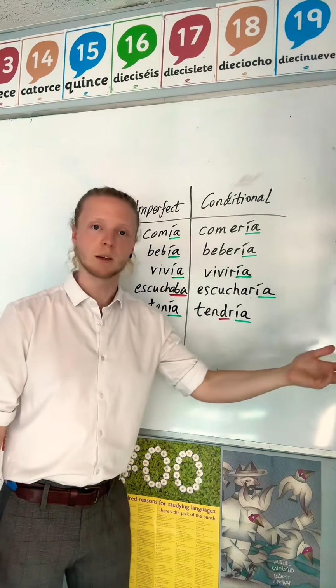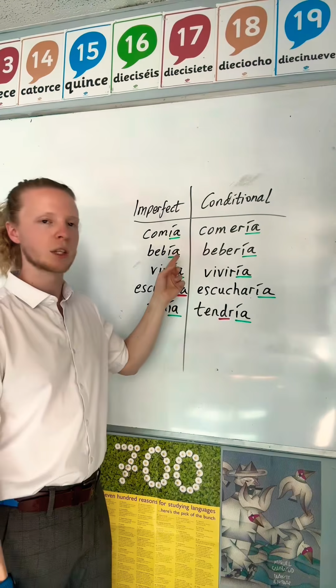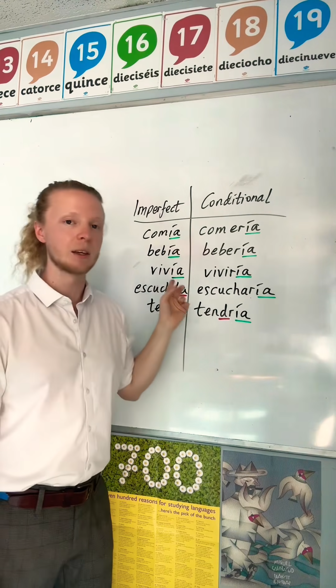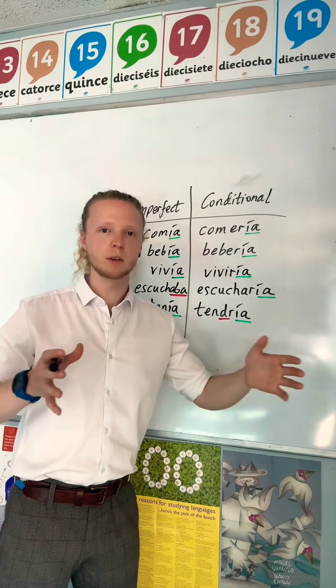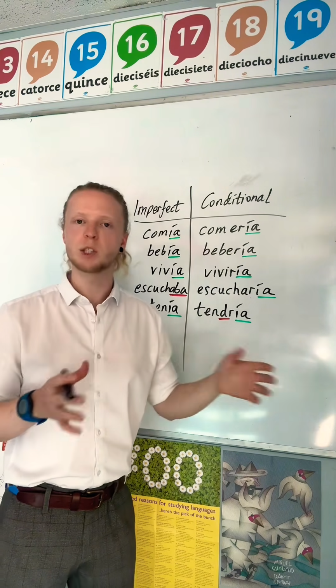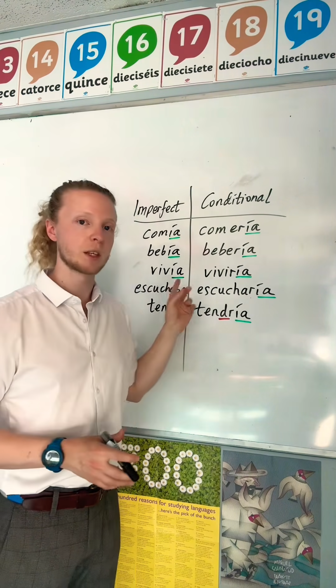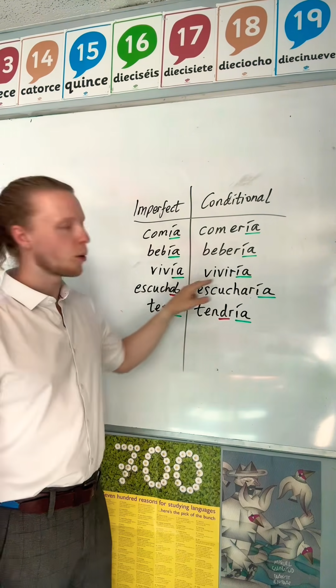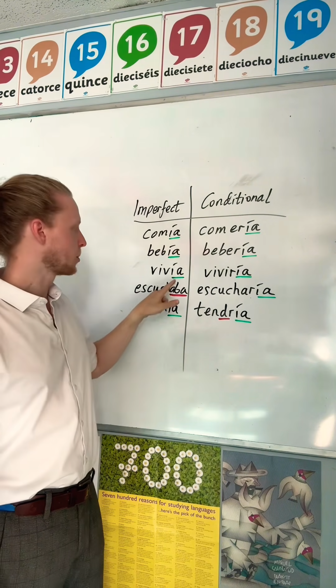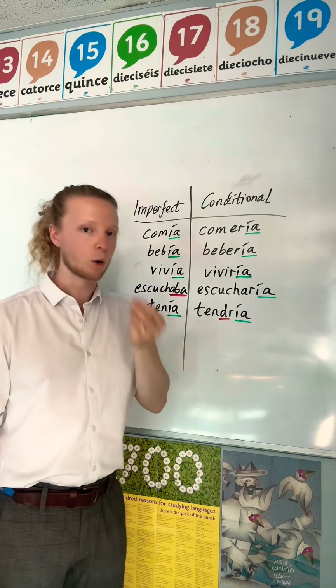Viviría, I would live. We could translate these things just as I drank or I lived, but it's different to the preterite tense. It's for more of a longer period of time or a repetitive or habitual action. So it really helps to think of the imperfect as I used to do the verb as opposed to I did the verb.